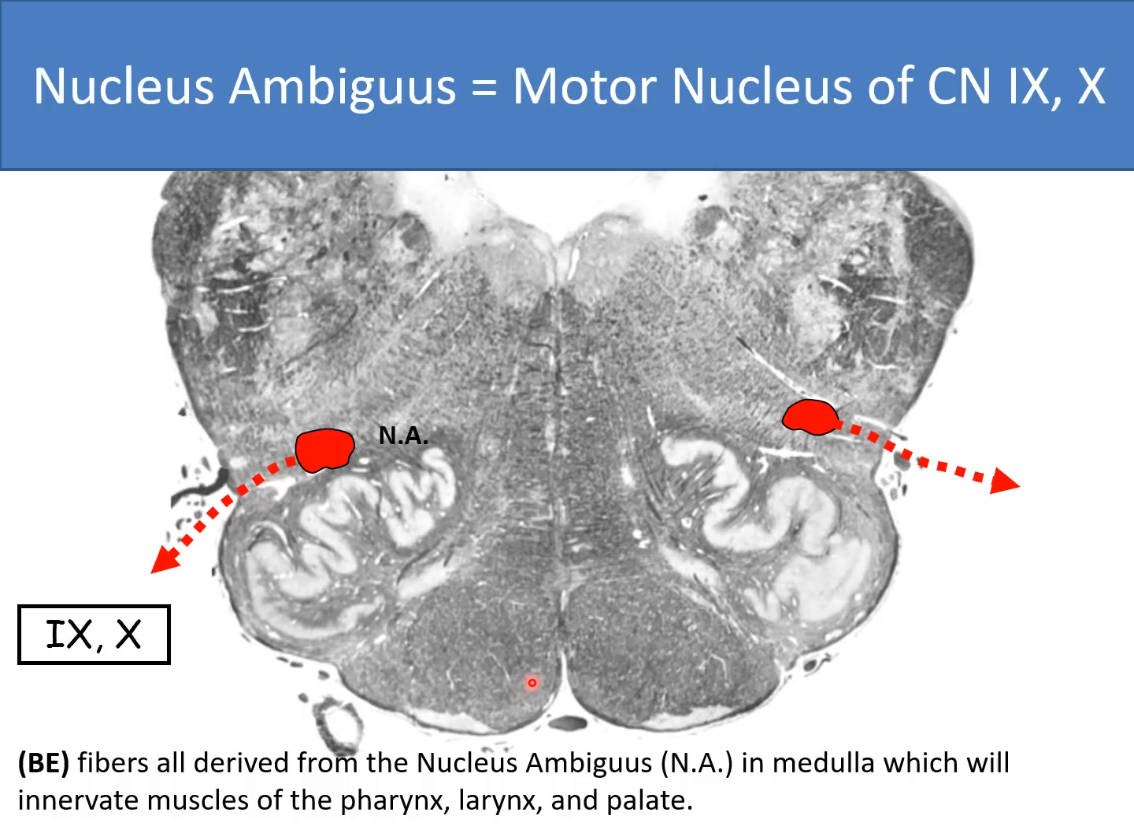As we move down to the medulla, we start to see the nucleus ambiguus. It's just above the olive, and it sends its fibers out just above the olive in a lateral position. This is actually 9 and 10 coming out in this location. And it innervates muscles of the pharynx, larynx, and palate. And these are important in the gag reflex that you can use to assess the integrity of this portion of the brainstem.